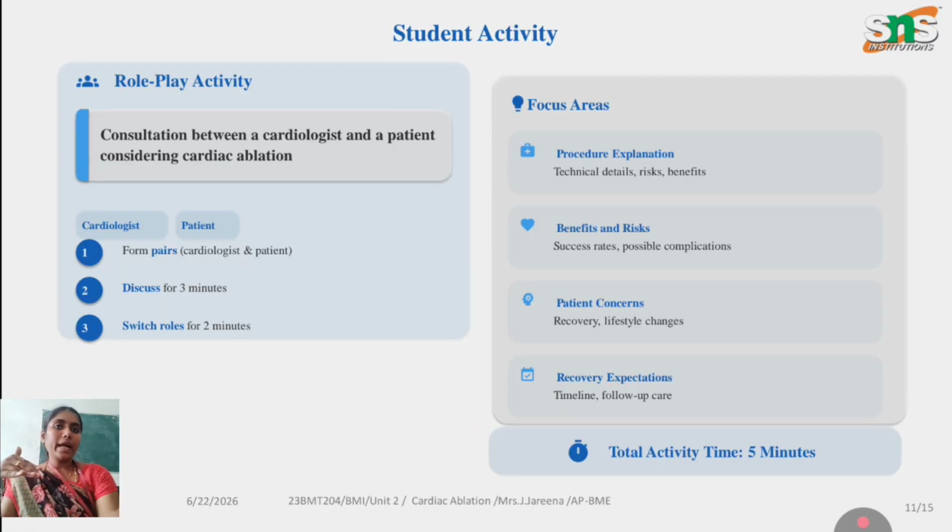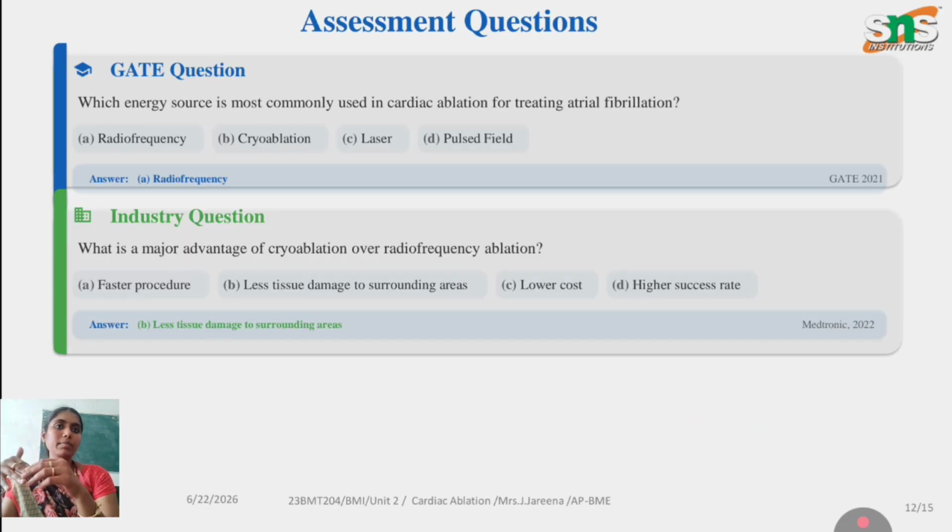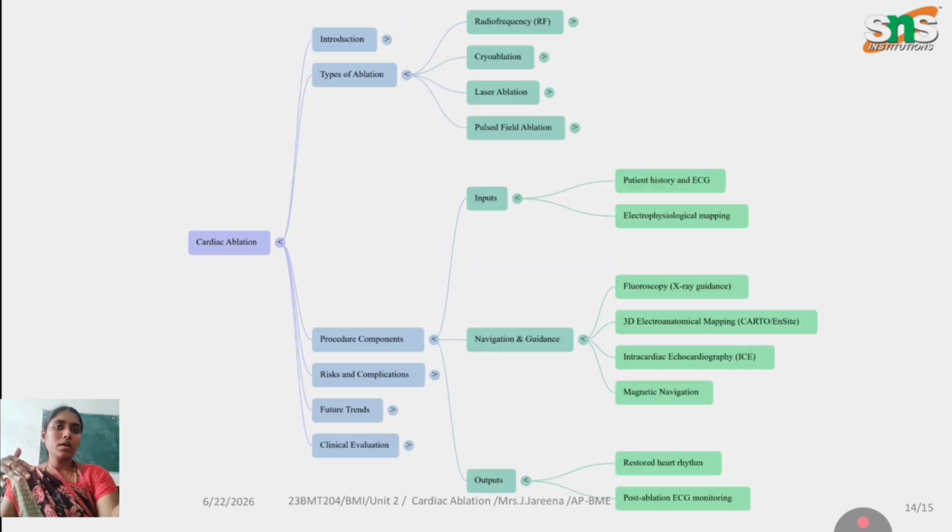This is a student activity role play that we played on this particular topic during class time. These are a few assessment questions that we can read out at last. Finally, this is the mind map of this topic that I have given here: what is cardiac ablation, introduction, types, and then the procedure components like inputs and navigation guidance, and then future trends, and finally clinical evaluation.